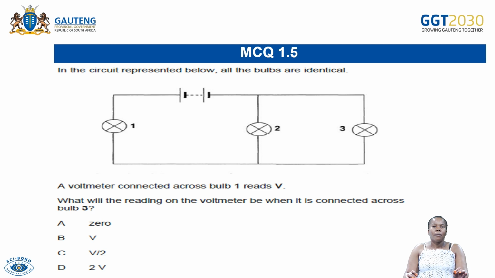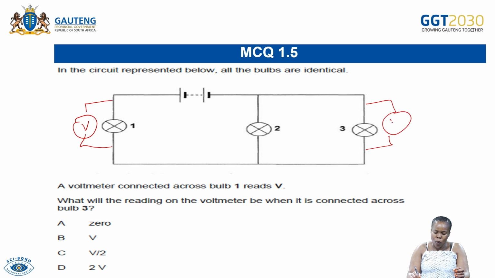Multiple choice question 1.5: in the circuit represented below, all the bulbs are identical, so they are the same. A voltmeter connected across bulb 1 reads V. So if we connect it here, it will read V. What will the reading on the voltmeter be when it is connected across bulb 3?